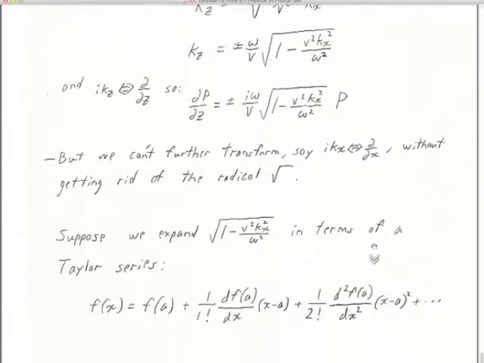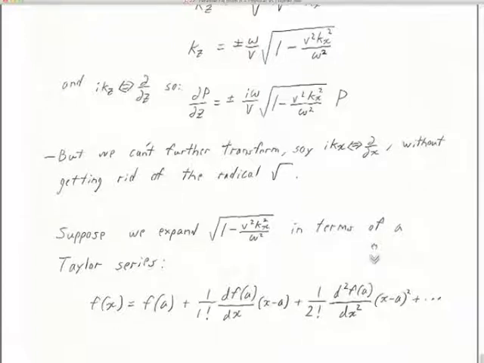Now, we can't further transform i kx into d/dx. We can't effectively do that without getting rid of that radical. Well, we could try, but it doesn't turn out to be very useful. So how do we get rid of the radical? Well, why don't we expand the square root in terms of a Taylor series? So here's the setup for a Taylor series.